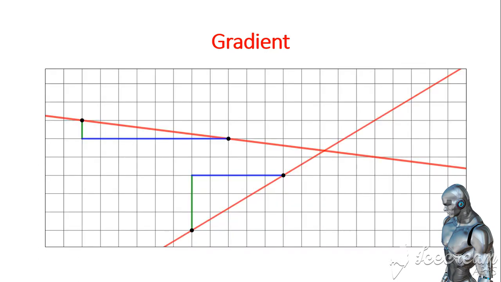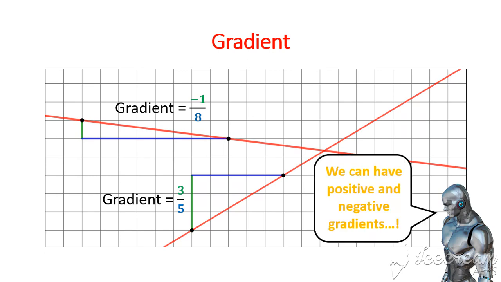All right, so here are the two examples we've just chatted about on the same grid. The first example at the top has a gradient of -1 over 8, so it rises down 1 square and runs across 8 squares. The example at the bottom is our normal example we did in the last video, rises up 3 and runs across 5. So now we're talking about both positive and negative gradients.